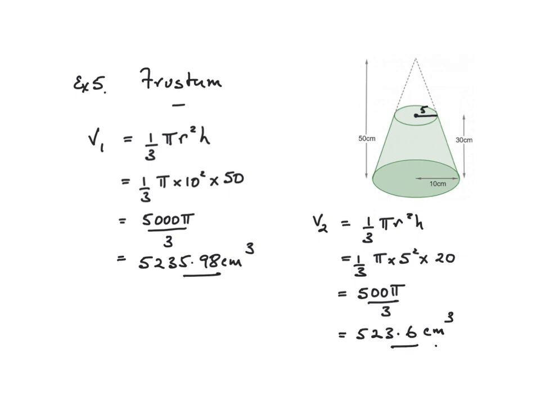The very last thing we have to do is to work out the remaining volume, the volume of the frustum. So that's 5235.98 minus 523.6. That's 4712.4 centimetres cubed.